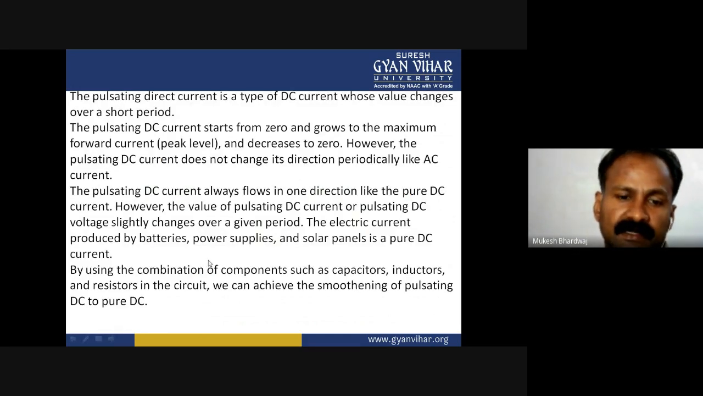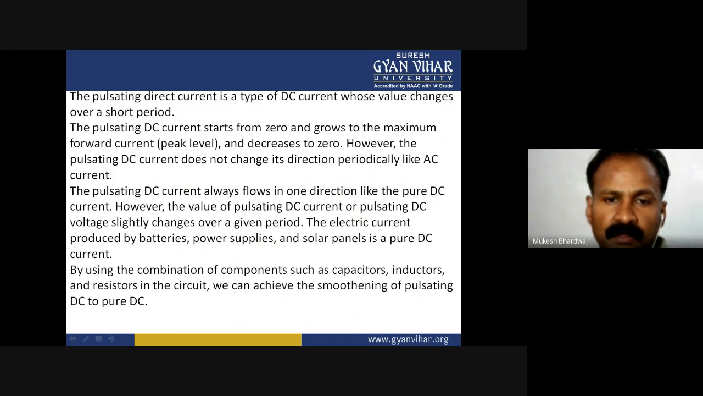The pulsating direct current is a type of DC current whose value changes over a short period. The pulsating DC current starts from zero and grows to the maximum forward current peak level.